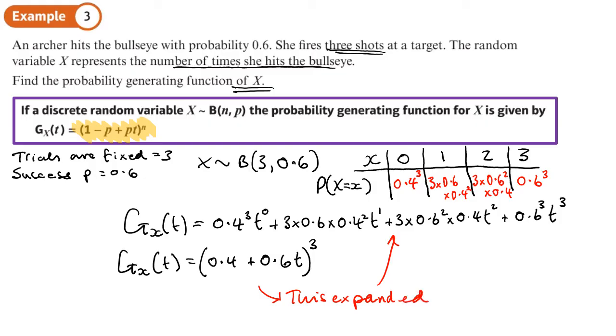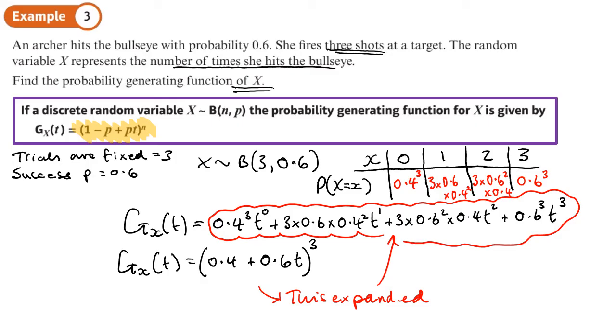So it's the same as what we get in that previous step. All we've done is put it into brackets and it fits the pattern, because this bit is 1 minus p, this bit here is p, and this bit here is n.